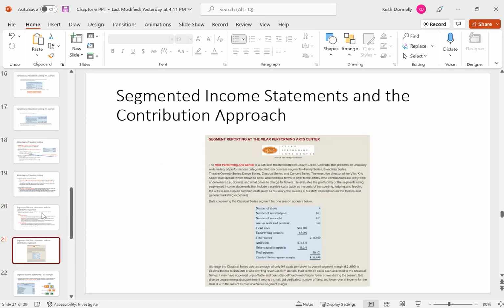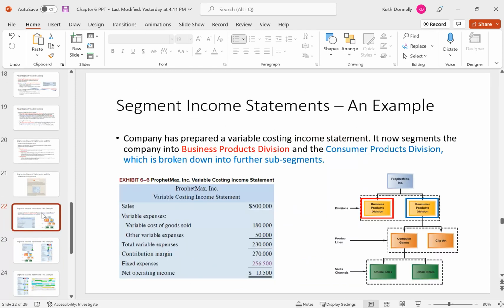Okay, so we aren't going to really belabor this example. It looks like we have a business here. This is the business as a whole, and it breaks it out between 2 segments or divisions. We have a business products division and a consumer products division. That's the way it first cuts. These are segment A and B.